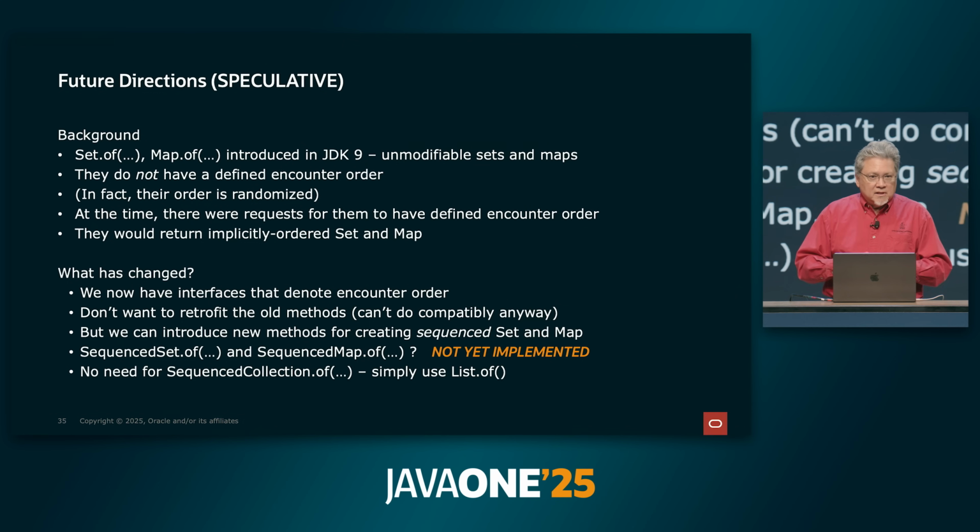Now we have SequencedCollection that says this collection has a defined encounter order. So we can go back and add new methods like SequencedSet.of or SequencedMap.of that are kind of like Set.of. It's just that they keep those elements in a predictable encounter order instead of randomizing the order. These are not added yet. I think this is an idea that has now come back up, given that we have the unmodifiable factories and now the sequenced types. This is a fairly obvious extension, so I think it is something we might be working on in the next few JDK releases. Finally, there's no need for SequencedCollection.of because you just say List.of and you get a sequenced collection. So I think this is something we'll probably be working on in the near term.